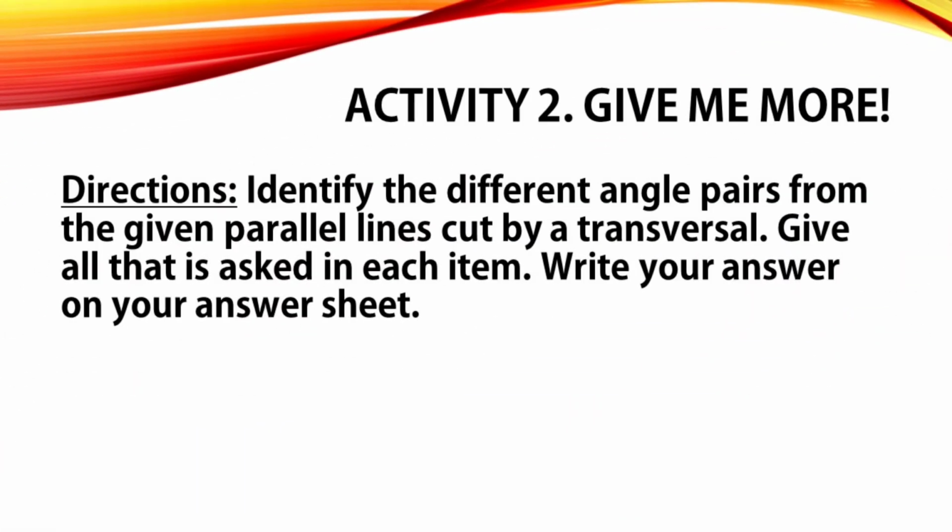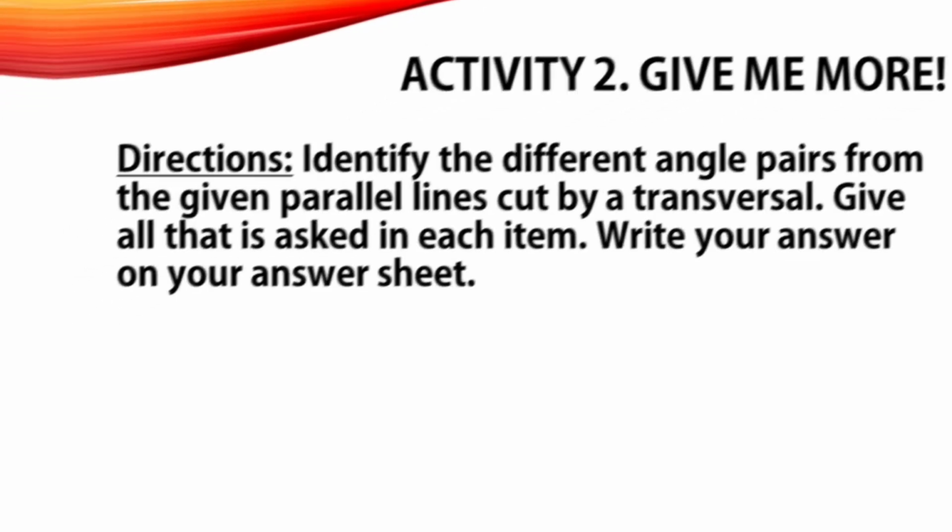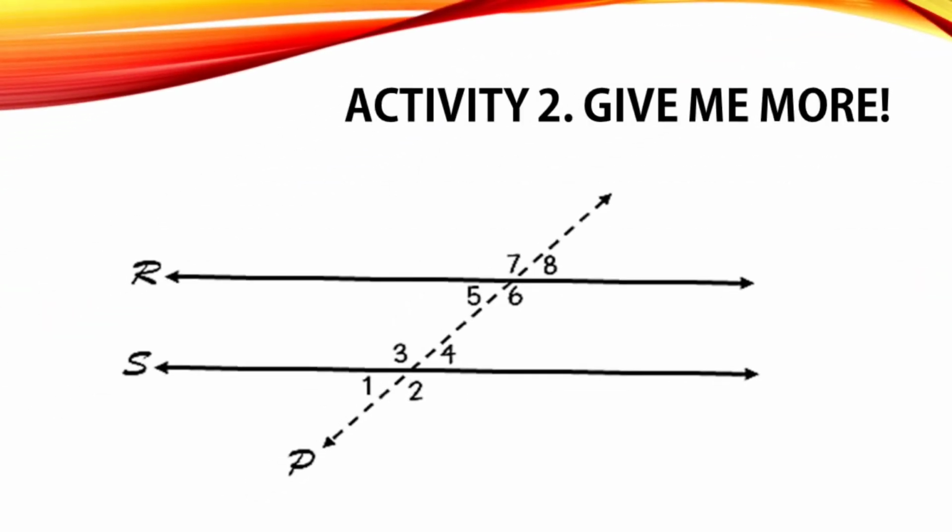Let's proceed to activity number 2. Give me more. Identify the different angle pairs from the given parallel lines cut by a transversal. Give all that is asked in each item. Write your answer in your answer sheet. So let us use this figure. Line R is parallel to line S with P as our transversal. So angles were also labeled for your reference.